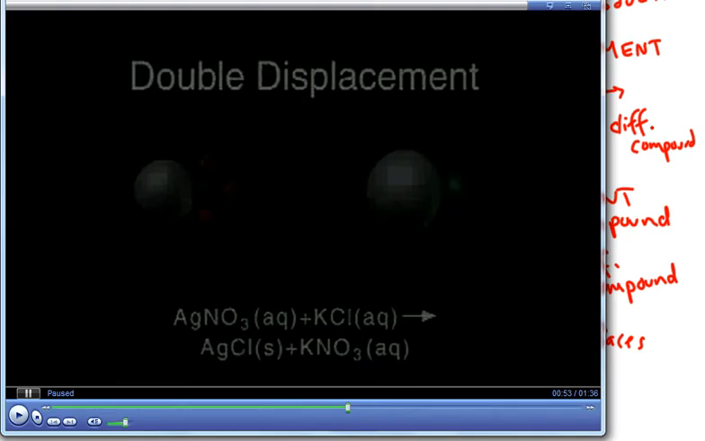All right, so let's just wrap up this lecture with the final video showing the double replacement reaction. Here we have AgNO3 silver nitrate reacting with potassium chloride, and what will happen is the Ag and the K will switch places so that we end up with AgCl and KNO3.